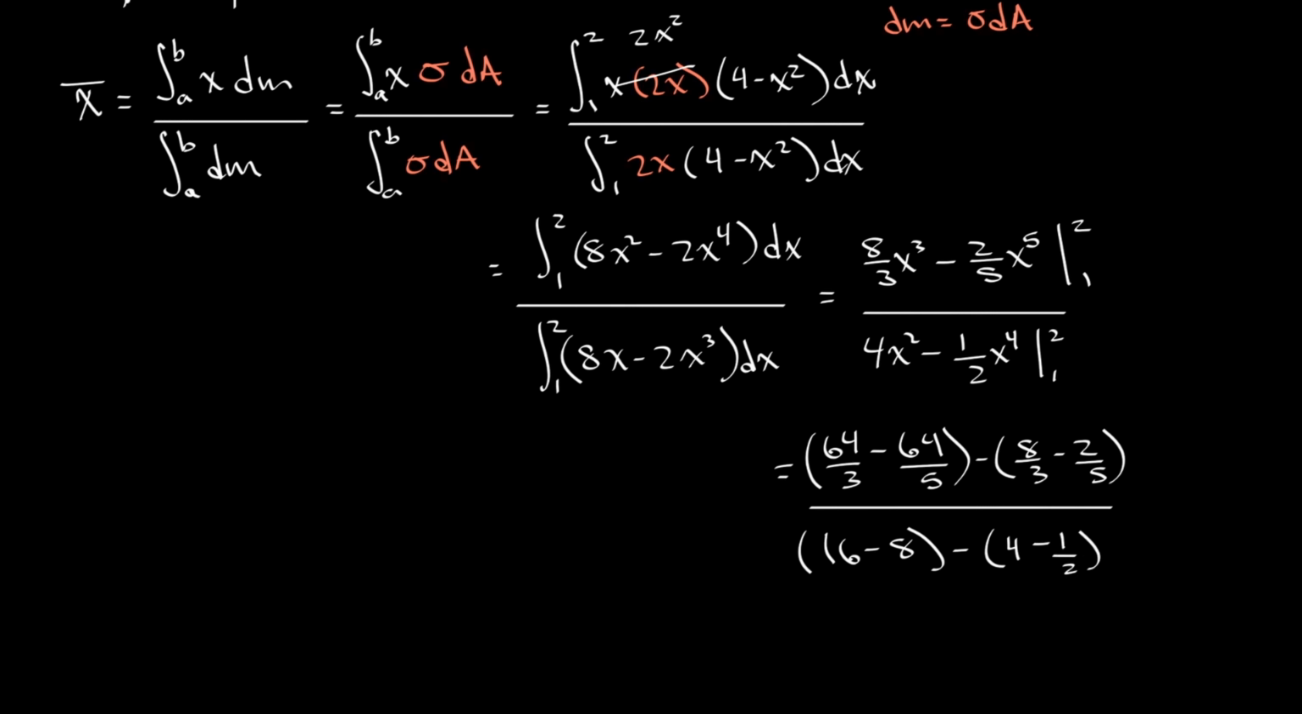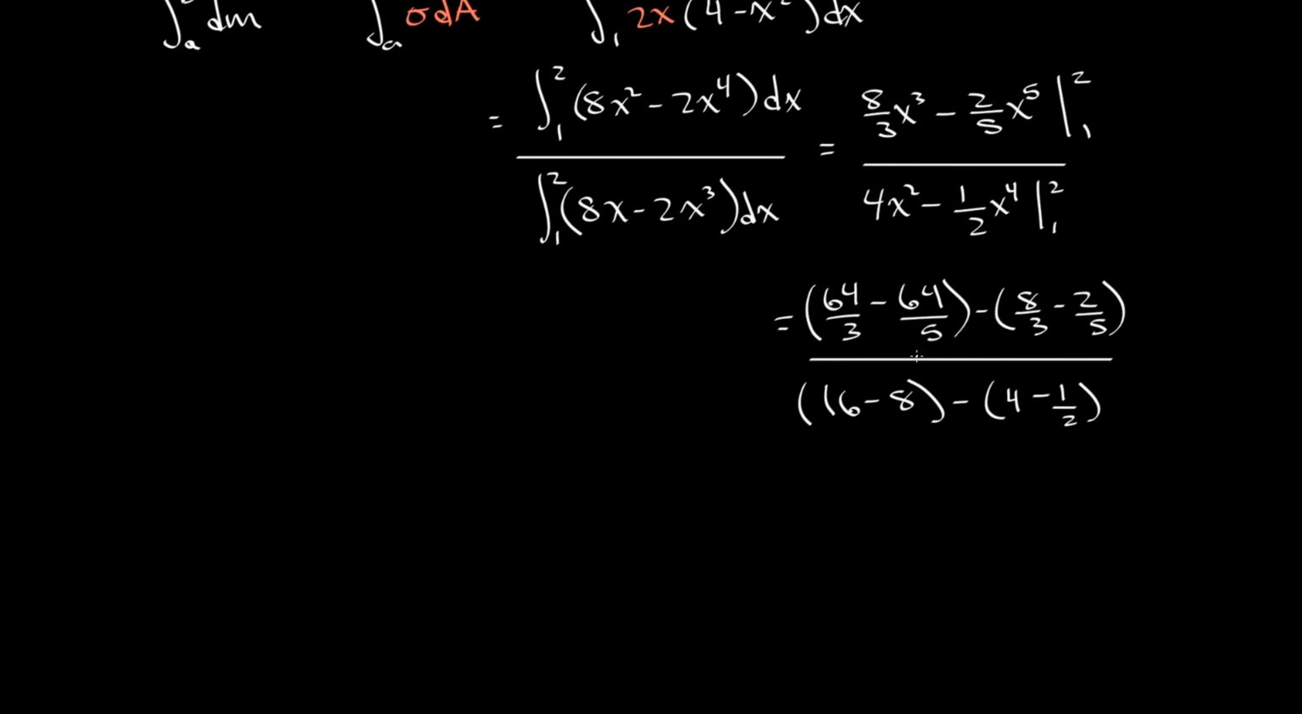Okay, so what do we get here? Let's get some more space. Looks like in our numerator, we're going to end up with a common denominator of 15. But maybe we can add some like terms first. So 64 minus 8, that is 56. So that's 56/3. And then we're going to have negative 64 plus 2, so that's negative 62. So minus 62/5. Okay, so that's our numerator. And then in the denominator, what do we have? We have 8 minus 4, so that's 4, and then plus 1/2, so that's 4.5, so that's 9/2.